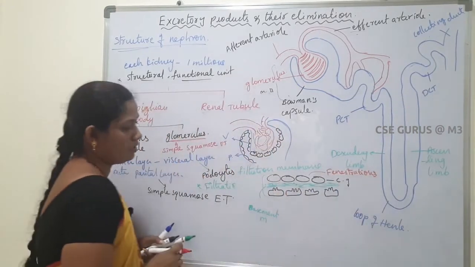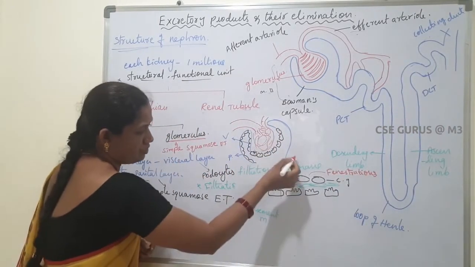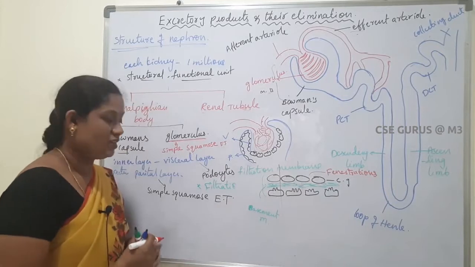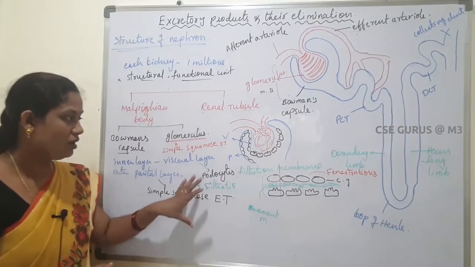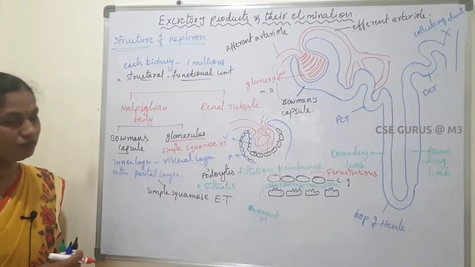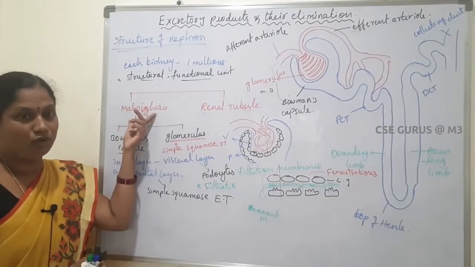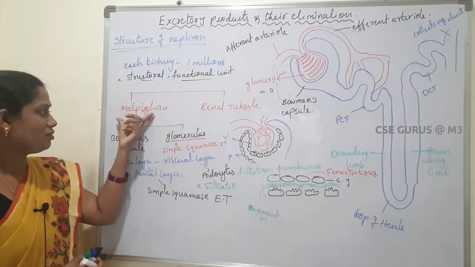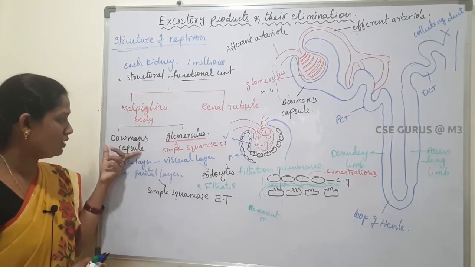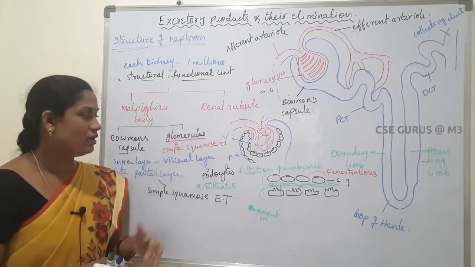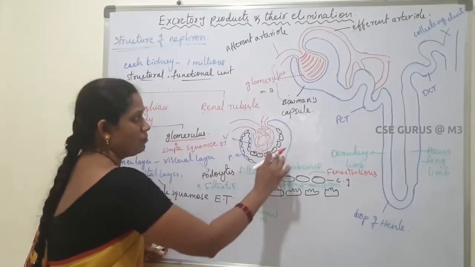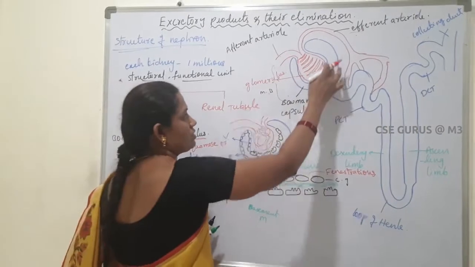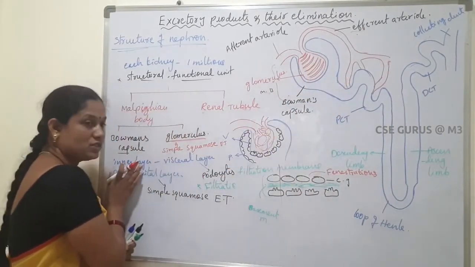Here the filtration process takes place through the fenestrations and also these filtration slits. This is about the structure of the Malpighian body. The Malpighian body has two parts: one is Bowman's capsule, the second is the glomerulus. Bowman's capsule is a cup-like structure like this.